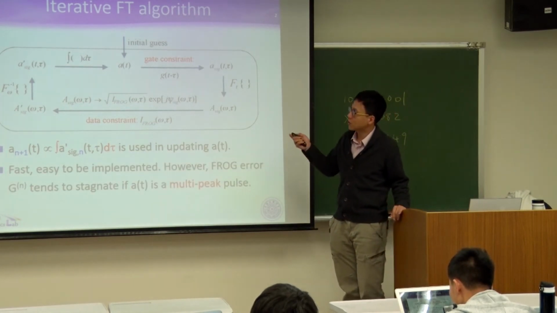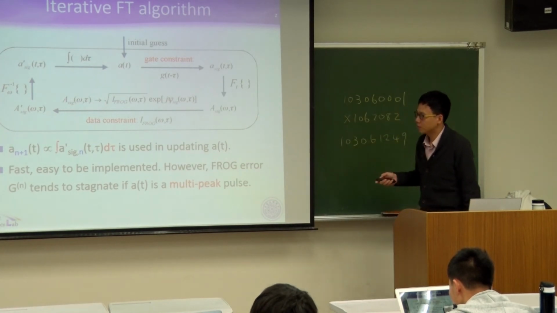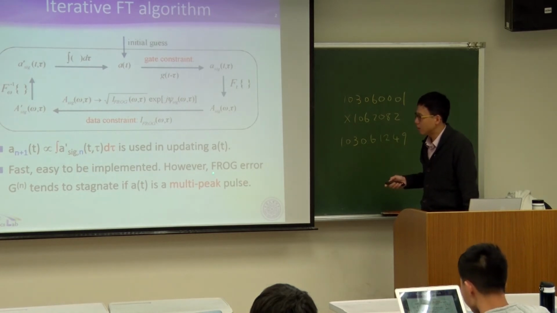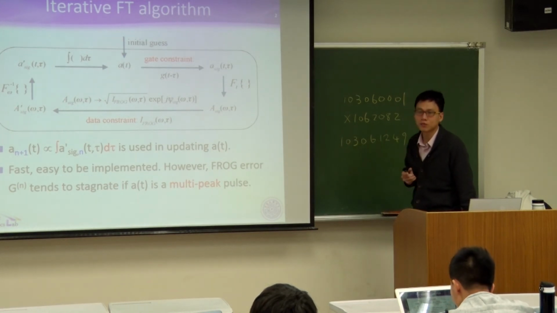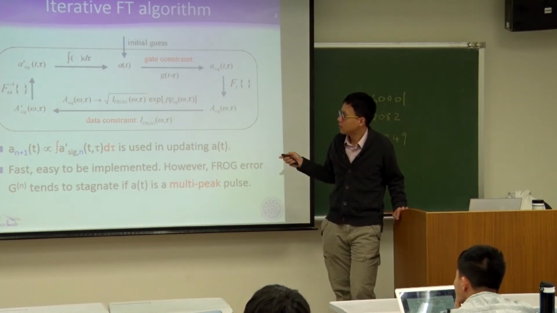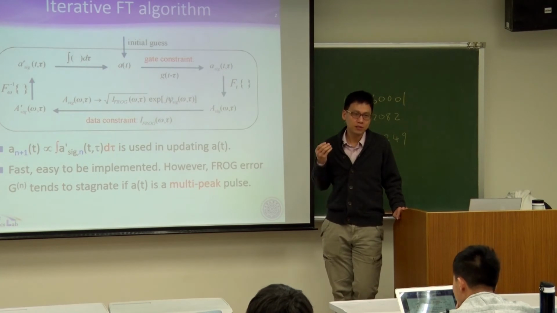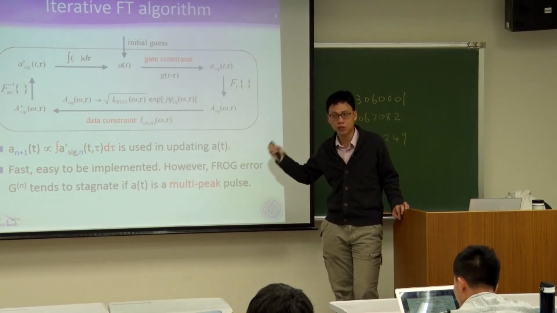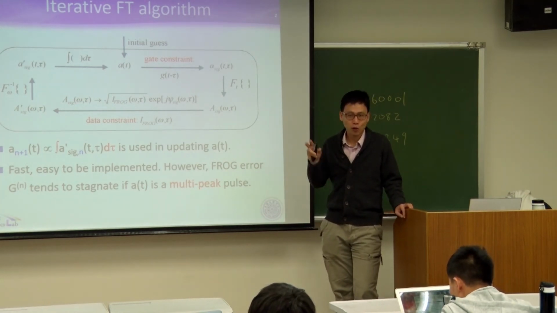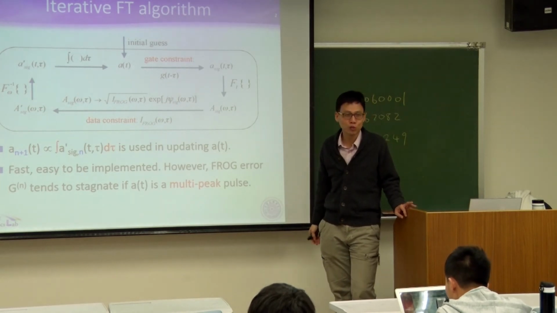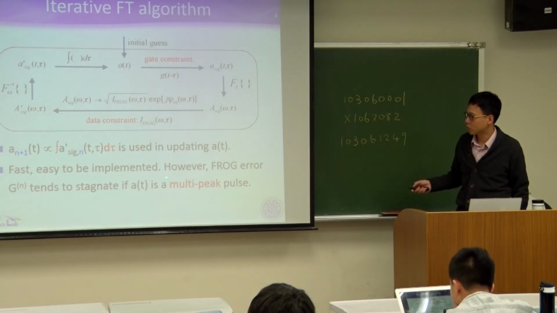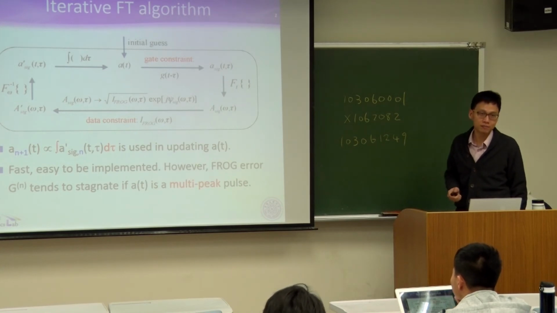What are the advantages of this simple algorithm? It's very fast. It's easy to implement. However, FROG error tends to stagnate if A of t is a multi-peak pulse. So that means sometimes this algorithm is good enough, but sometimes it has trouble. The FROG error will not decrease with iteration. It just stays there, and if you stop there, the result is pretty poor. That is the problem, and it happens especially when your signal pulse is a multi-peak pulse.